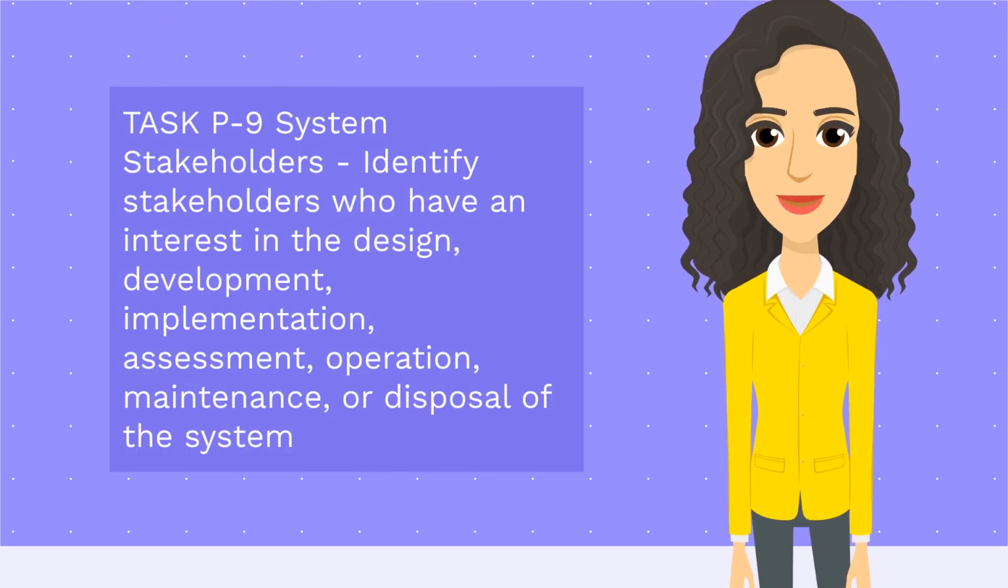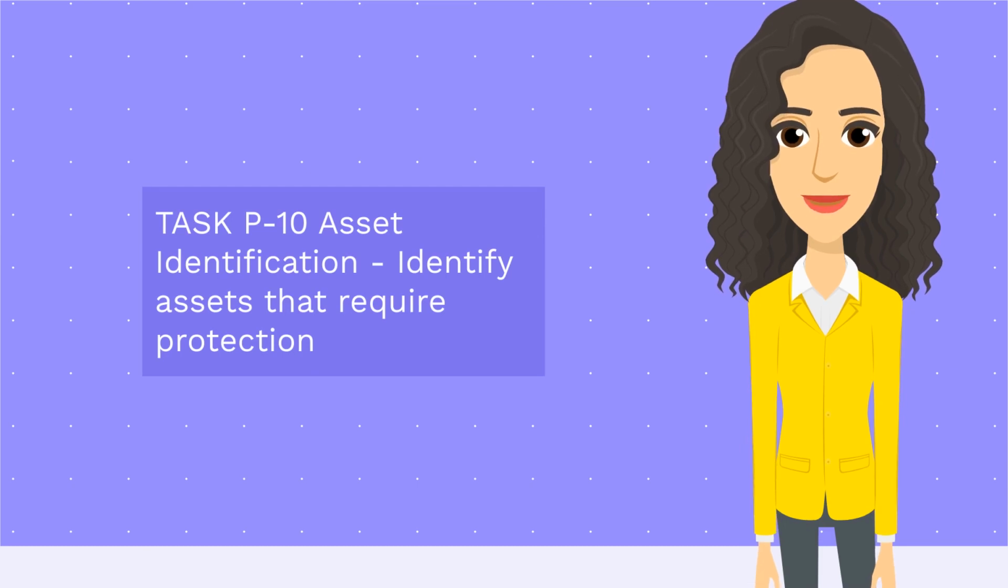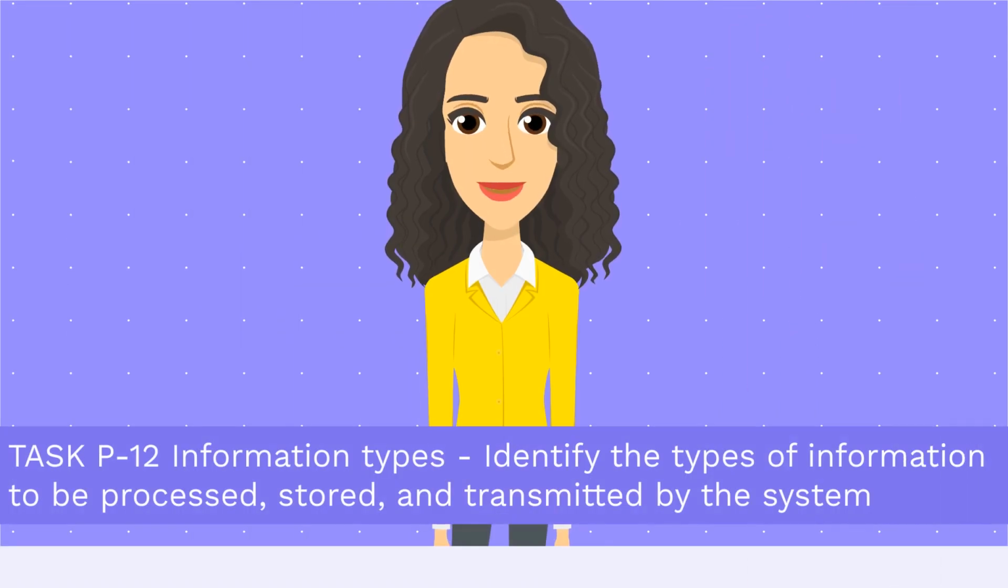Task B9. System stakeholders. Identify stakeholders who have an interest in the design, development, implementation, assessment, operation, maintenance, or disposal of the system. Task B10. Asset identification. Identify assets that require protection. Task B11. Authorization boundary. Determine the authorization boundary of the system. Task B12. Information types. Identify the types of information to be processed, stored, and transmitted by the system.